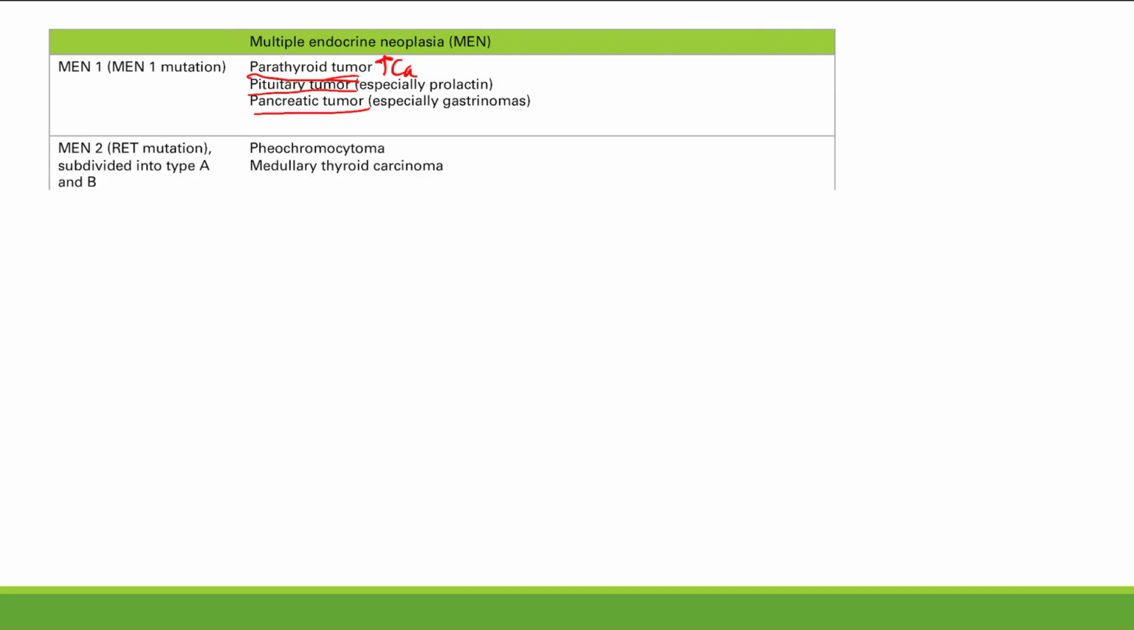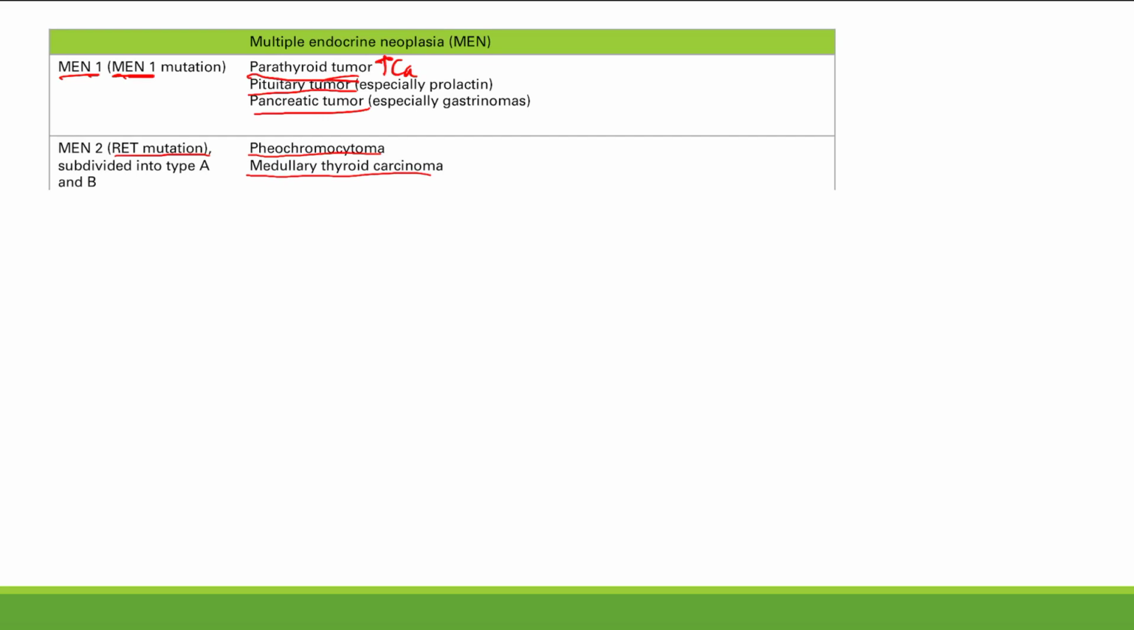Now we have MEN2 syndrome. MEN1 syndrome is from a MEN1 gene mutation. MEN2 is from a RET gene mutation. And we can subdivide MEN2 into MEN2A and MEN2B. Both of these MEN2 syndromes are characterized by pheochromocytoma and medullary thyroid carcinoma.